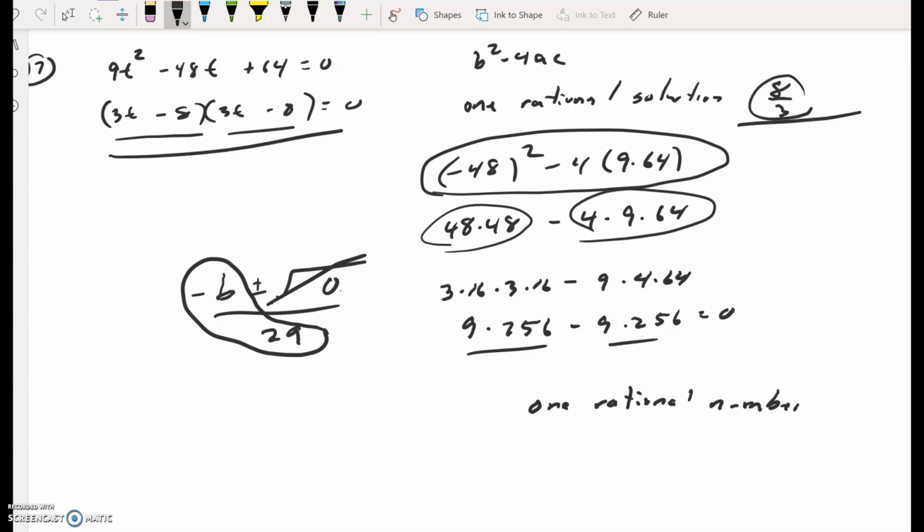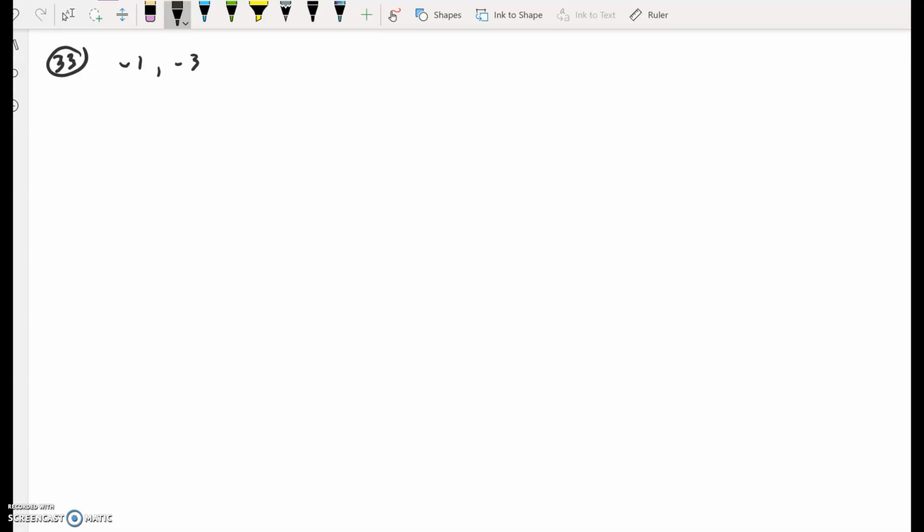In math, sometimes you're asked to do stuff forwards and backwards so that you can literally know how to do things forwards and backwards. So here we're given the solutions and we're asked to find the quadratic equation that has these solutions, and the best thing to do is to kind of undo the factoring method.